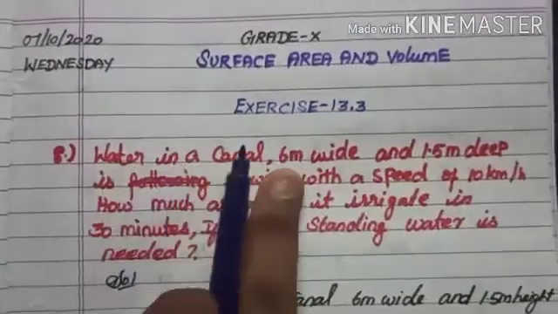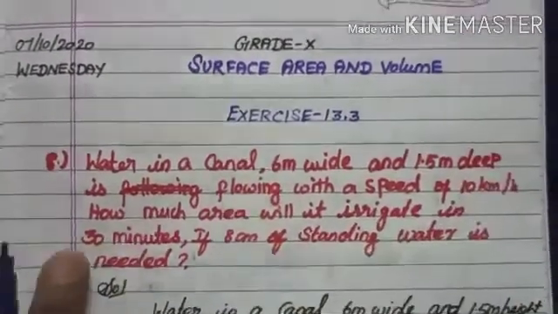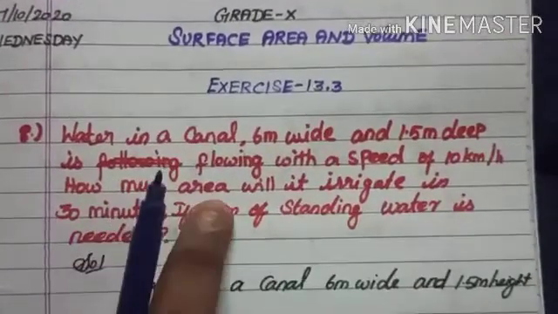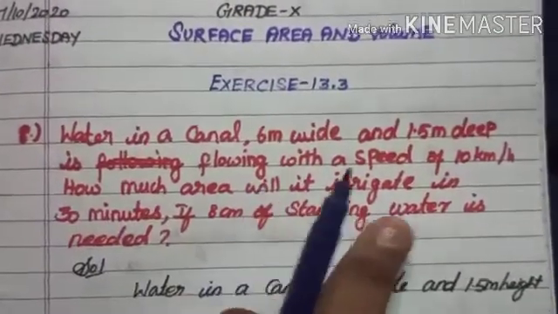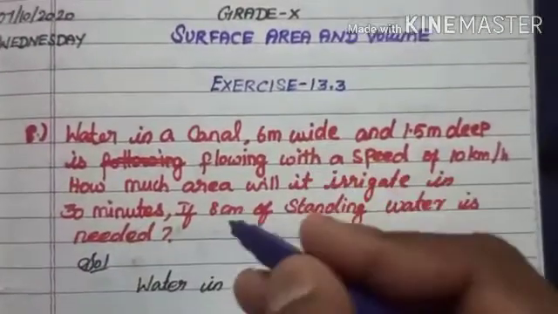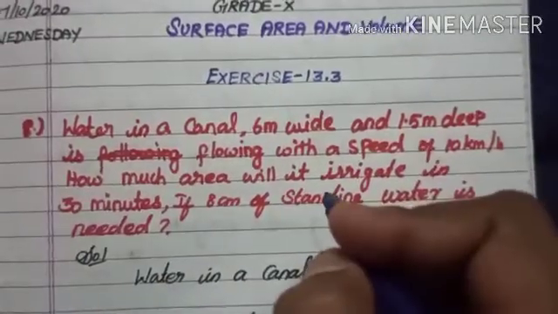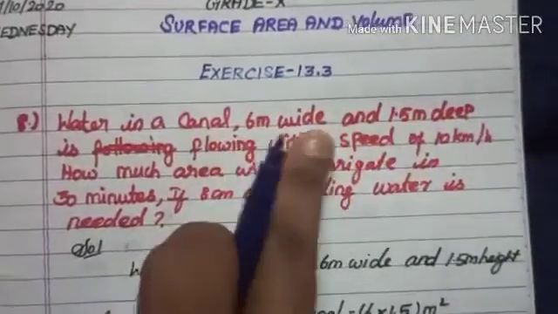Water in a canal 6 meter wide and 1.5 meter deep is flowing with a speed of 10 kilometers per hour. How much area will it irrigate in 30 minutes if 8 centimeter of standing water is needed? So how do you find the area? First you need to compare this 6 meter and 1.5 meter.